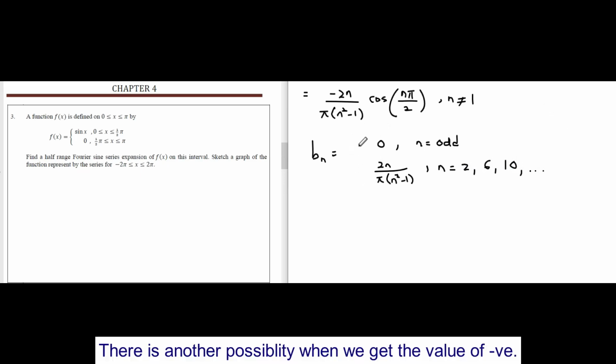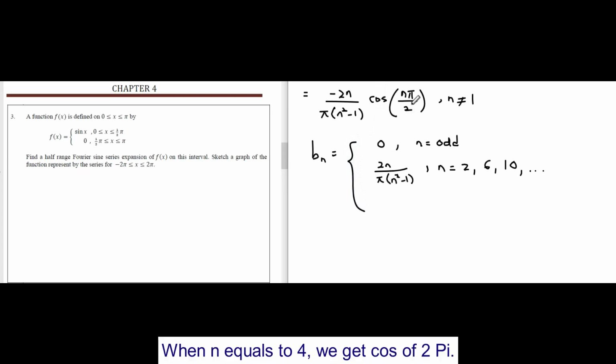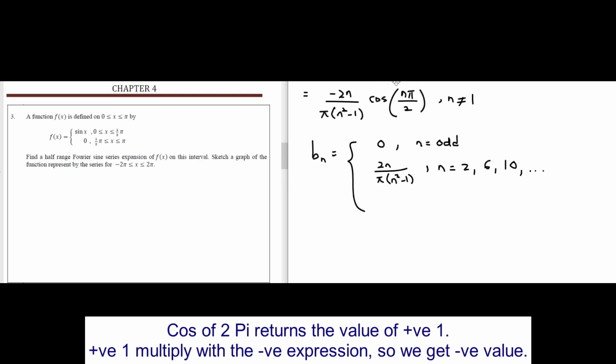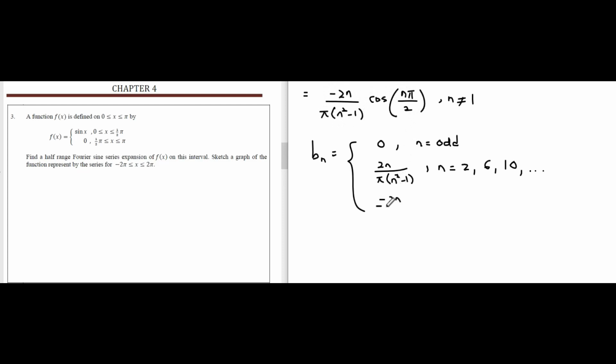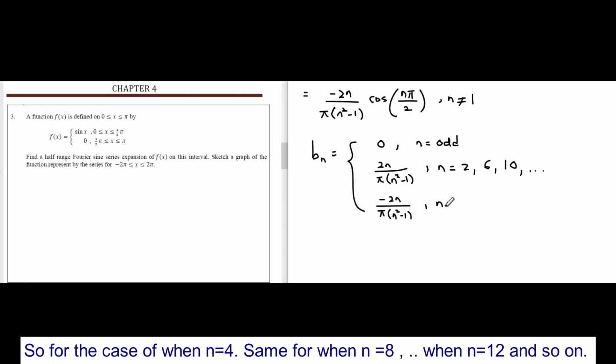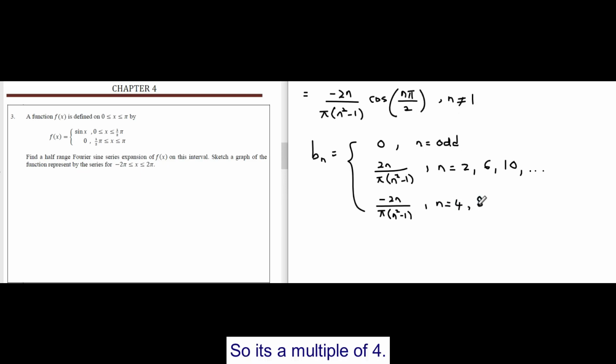There is another possibility when we get the value of negative. When n equals to 4, we get cos of 2 pi. Cos of 2 pi returns the value of positive 1. Positive 1 multiplied with the negative expression, so we get negative value. So for the case of when n equals to 4, same for when n equals to 8, when n equals to 12 and so on. So it's a multiple of 4.